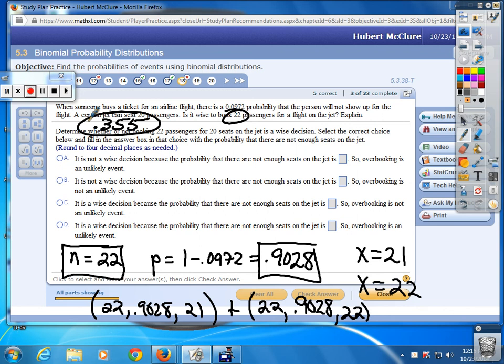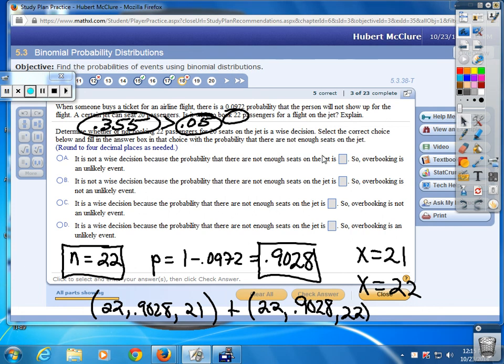So it's more than 0.05. This is more than 0.05. So that means that the likelihood of these two showing up is more than 0.05. Because the probability that there are not enough seats on the jet is high, because of this, 36%. It's a wise decision because the probability that there are not seats on a jet, so overbooking is not an unlikely event. I have no idea. I don't know. There's at least 2 other people that experience. I'm just glad you can get this. Let's see what it is.